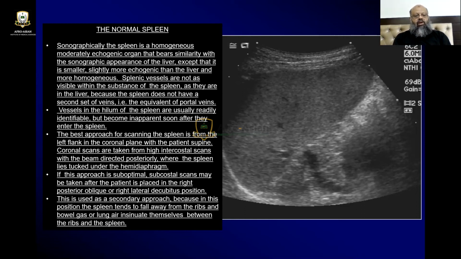If this approach is suboptimal, subcostal scans may be taken after the patient is placed in the right posterior oblique or right lateral decubitus position. This is used as a secondary approach because in this position, the spleen tends to fall away from the ribs, and bowel gas or lung air insinuate themselves between the ribs and the spleen.